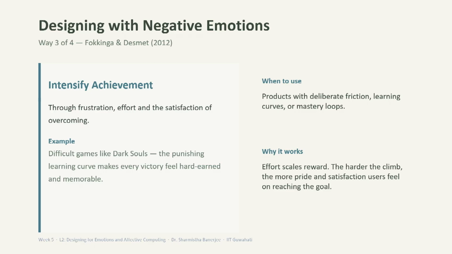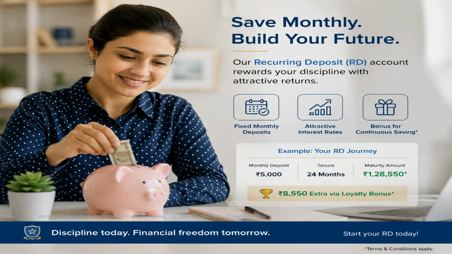Now, designing with negative emotions, when the products are supposed to have some kind of deliberate friction, there is a learning curve or mastery loops. Let's say, for example, you need to invest in recurring deposits or SIPs. All of them have a certain kind of learning curve involved. You need to understand. A recurring deposit of course has a lower learning curve, and SIP will have a much higher learning curve. It also requires you to sacrifice today's pleasures.